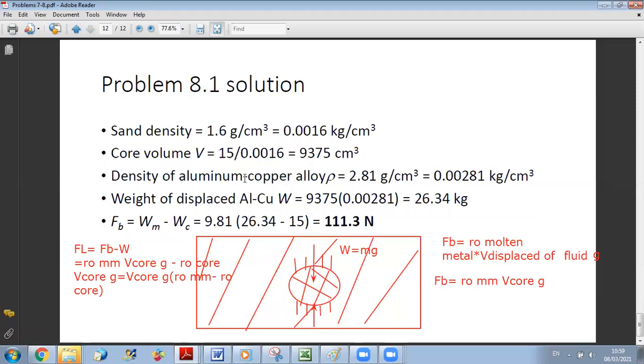As you can see, I can get the core volume by dividing the mass by the density of the sand, because the core is formed from sand. Once I have this volume, I can apply the formula for buoyancy force, or lift force if you want, which is the upward buoyancy minus the weight force. So in total, it's g times the variation in mass, the mass of the displaced metal minus the mass of the core. So I get the total lift force in Newton, okay?